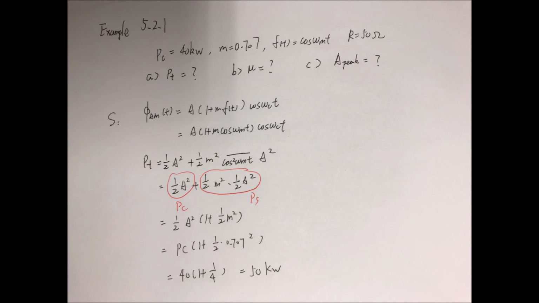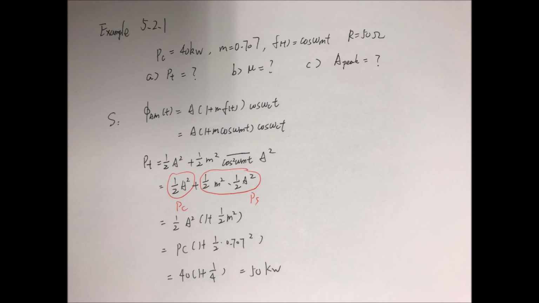Okay, we call this one PC, right? We call this one PS. Okay, I'm going to write one more step. Let me know if you have any questions. Any problem for this one? You're fine, right? So PC (1 + half 0.707 squared).